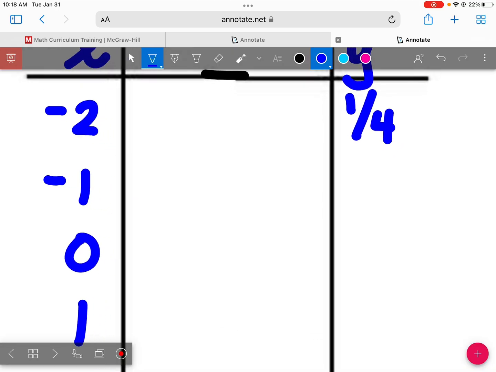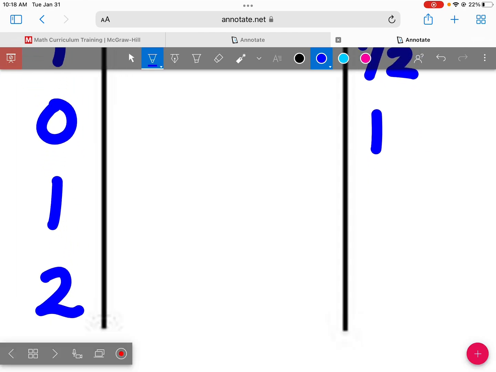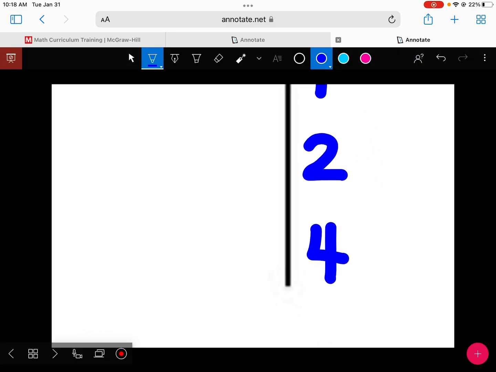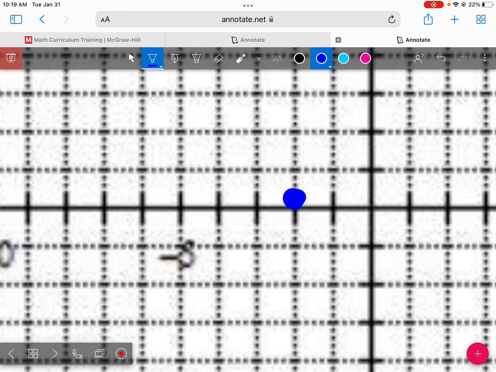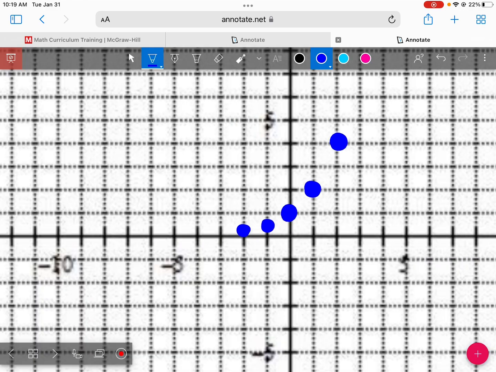What is 2 to the -1? 1/2, 1 over 2. What is 2 to the 0? 1. What is 2 to the first power? 2, and 2 to the second power? 4. So let's go graph that parent function: -2, 1/4; -1, 1/2; 0, 1; 1, 2; and 2, 4.